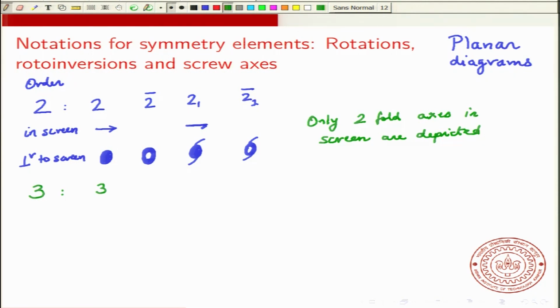The three-fold axis perpendicular to the page, all the axes are depicted. So if you have a 3 perpendicular to the screen, then you show it by a filled triangle. If you have a 3 bar, then you show it by a triangle with a circular hole.